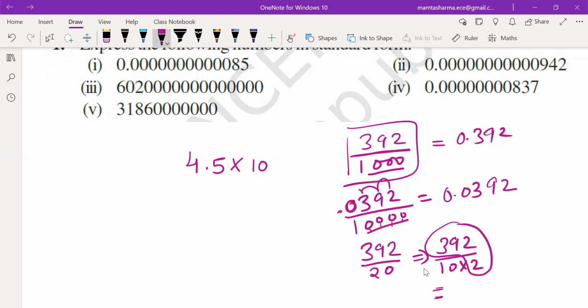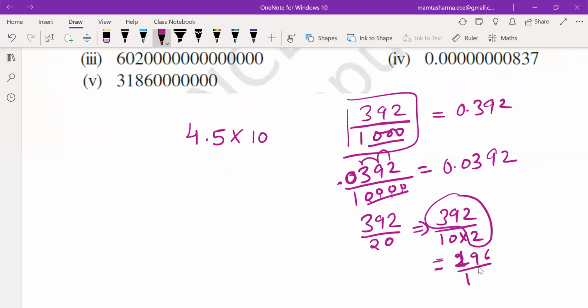Okay, so 392 would be 1 second. 196. Okay, 196 divided by 10. Now, if you are dividing by 10, 19.6. Yes, you can place the decimal after one digit.